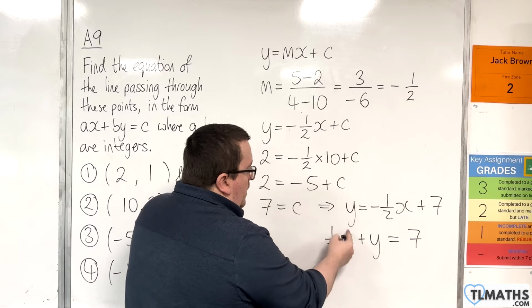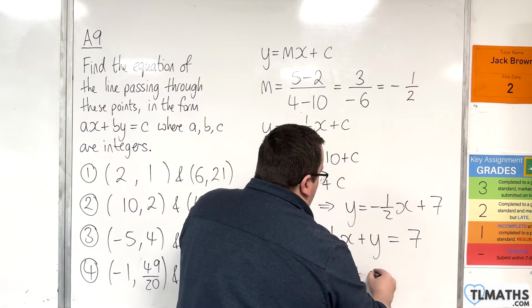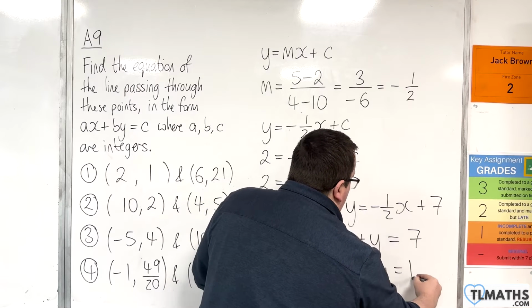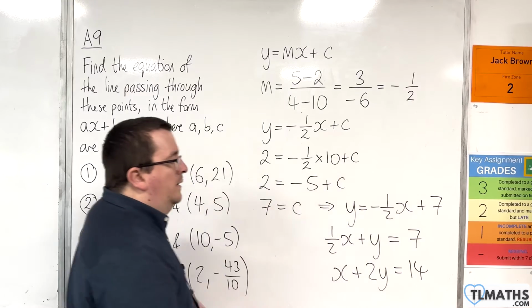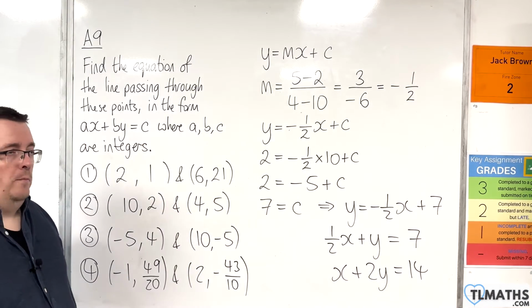If you do that, 1/2 x times 2 is just x. Then we get 2 lots of y, and then 7 times 2 is 14. And that is the equation of the line in the format that I want.